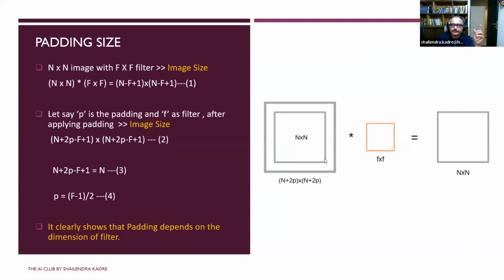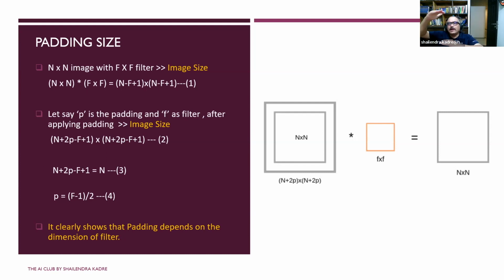Once I do the padding, it is very clear that the size of the image will become n plus 2p by n plus 2p. 2p, clear? Why 2p? Because p padding on one side, p padding on the other side.